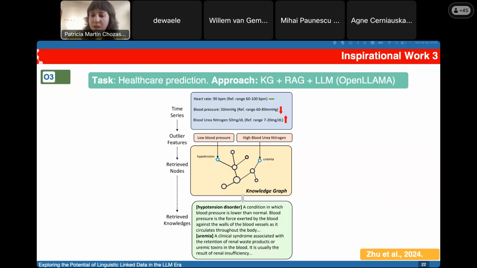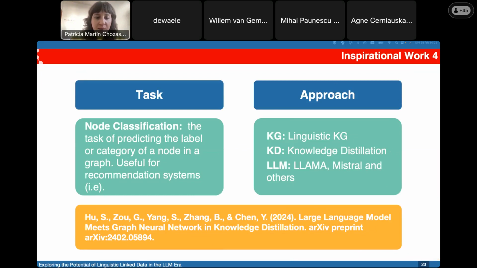Okay, let's move to the inspirational work number 4. And in this case, the task is also a bit different. It's called node classification, which is the task of predicting the label or the category of a node in a graph. And we can call it a subtask because it's normally part of a bigger process, such as a recommendation system.